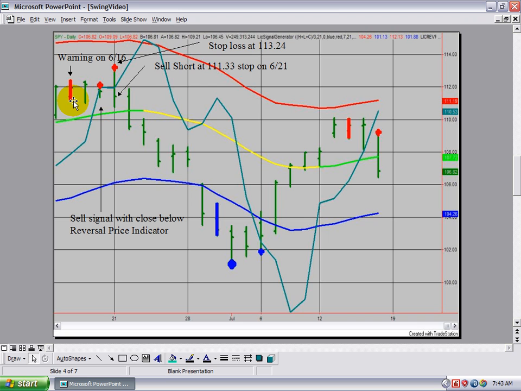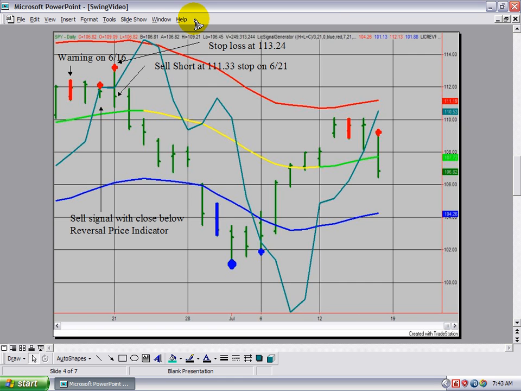Here on June the 16th, we get a warning of a pending high pivot and a downward movement in price. However, price is far away from the reversal price indicator, so we don't expect to trade quite yet. On Friday, June 18th, we get a sell signal, and price closes below the green line. So we place a sell stop order on Monday at $111.33, which is 4 ticks below the low on Friday.